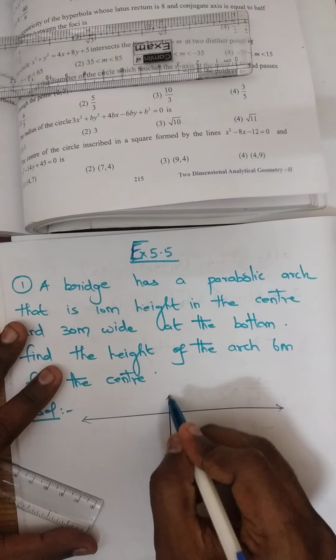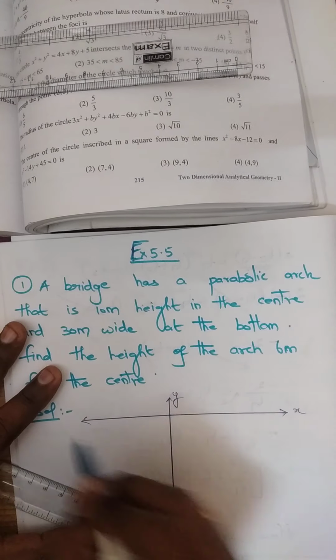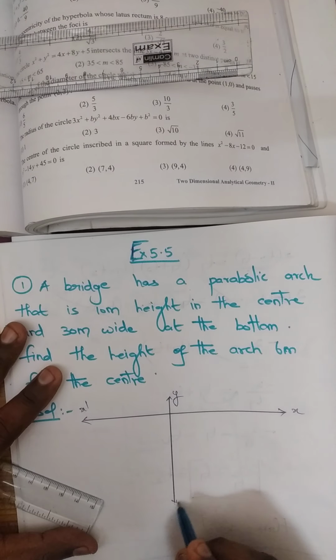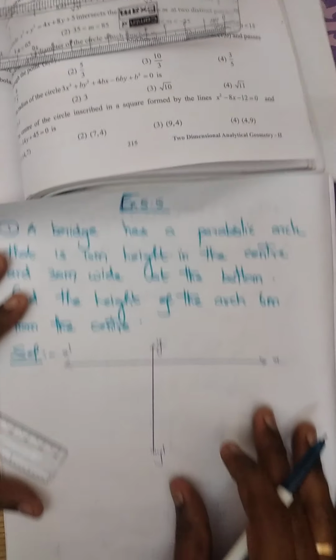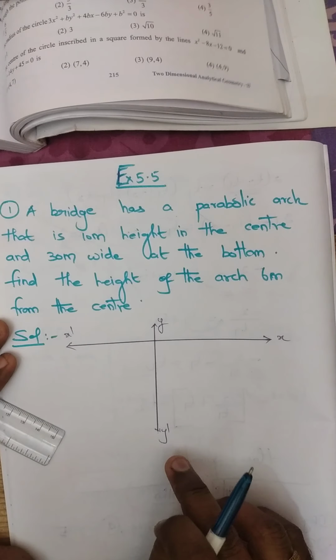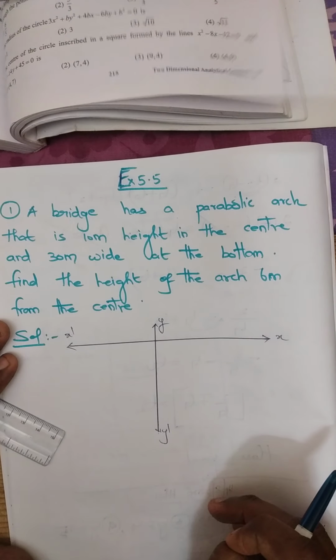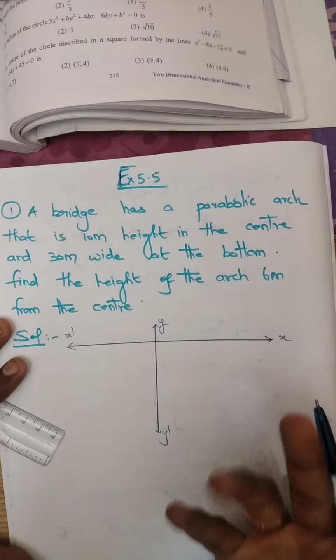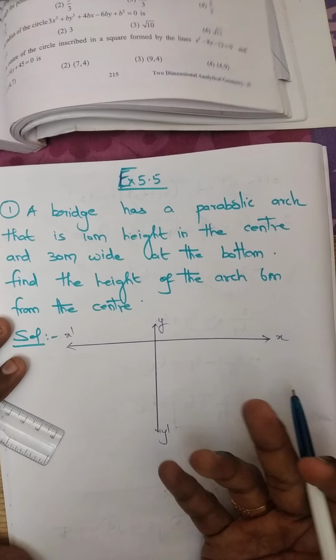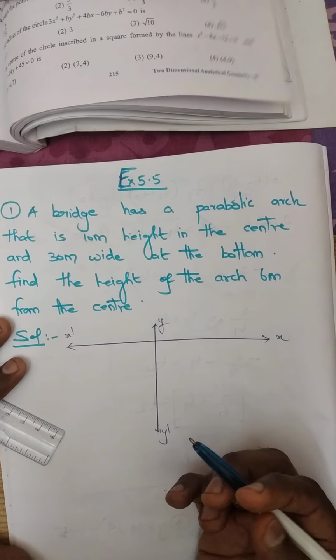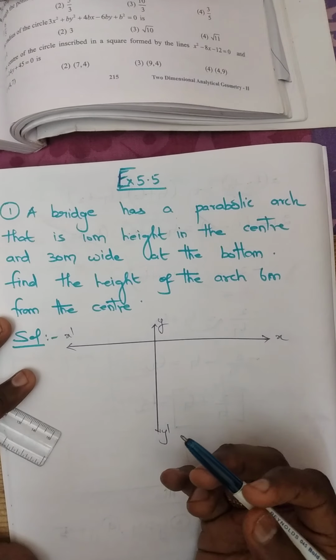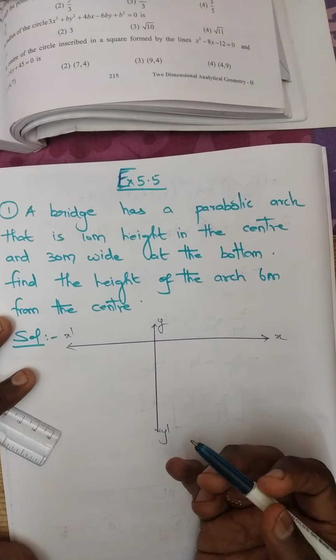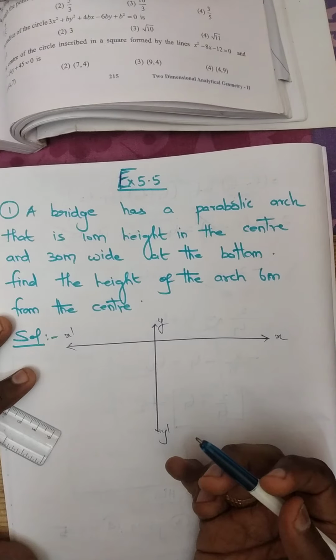So this will be y, this will be x, this will be x dash, and this will be y dash. As we are going to get marks, we need to draw the diagram using a scale only. You should not draw without a scale. You should draw using only the pencil and scale. At present I don't have a pencil, so I'm going to draw in the pen, but you need to draw with the pencil and the scale.